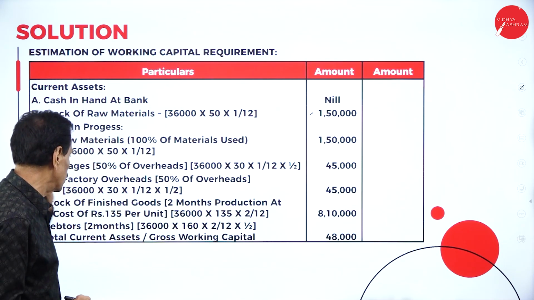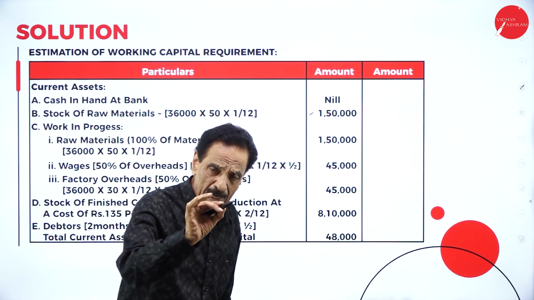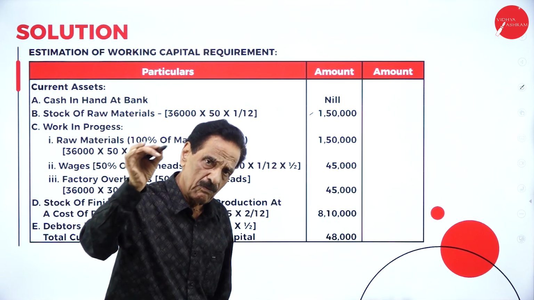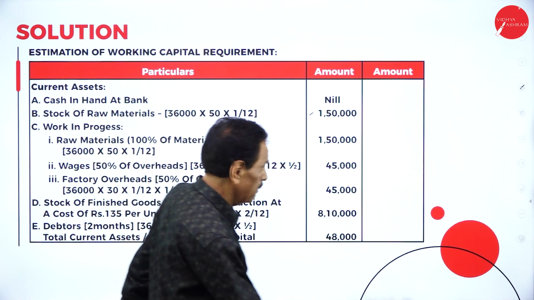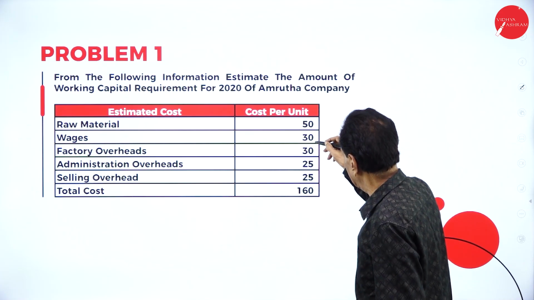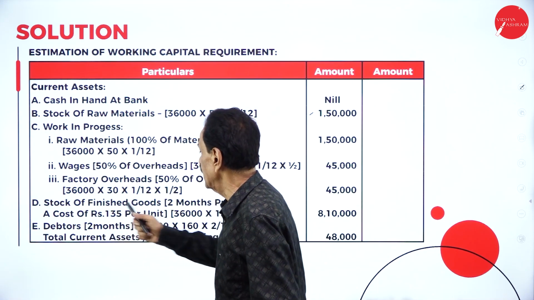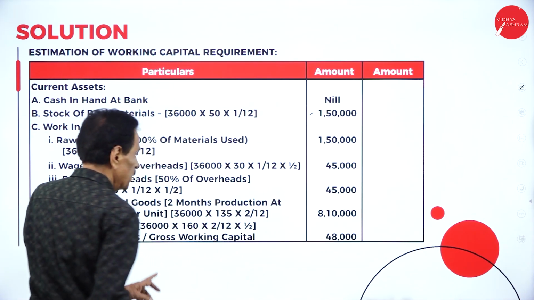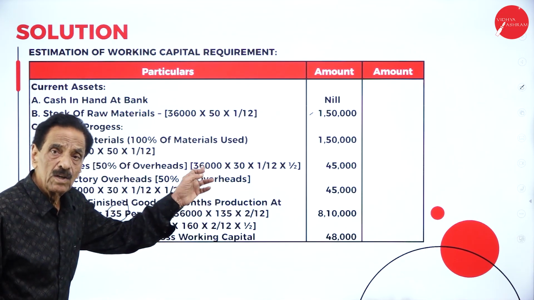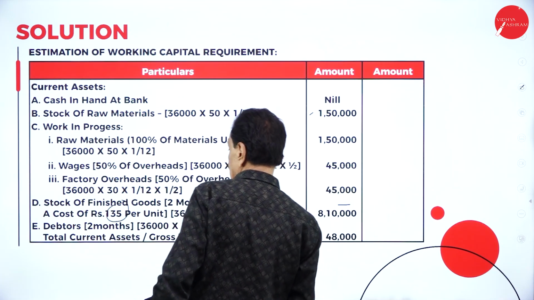Stock of finished goods on the cost price. What's your cost of production? You have to take material, labor, factory expenses, office expenses as the cost of production. If we see that, 50 plus 80, 110, 135. Here, sir, 135 per unit. So 36,000 divided by 12 into 2 months into 135, it works out 8,10,000.